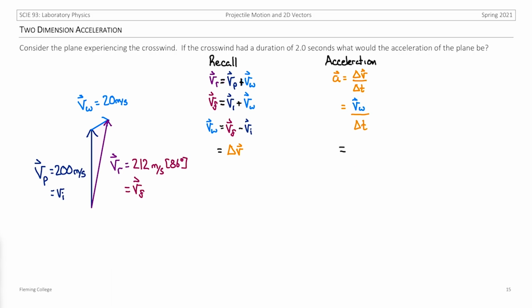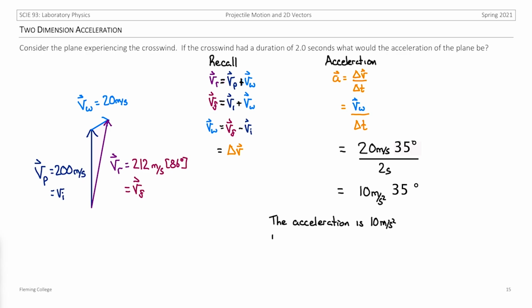And completing this calculation, we would get 20 meters per second at a direction of 35 degrees, all over top of 2 seconds. Remembering that time affects magnitude and not direction, that means we see that we get a 10 meters per second squared acceleration at an angle of 35 degrees. So the acceleration is 10 meters per second squared in the direction of 35 degrees from the positive horizontal.